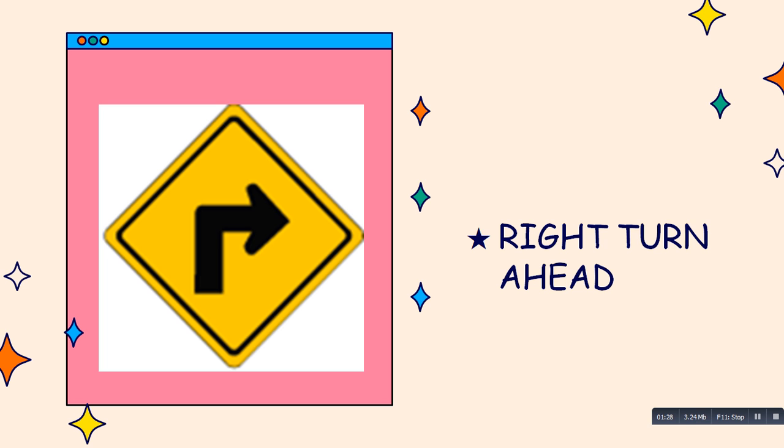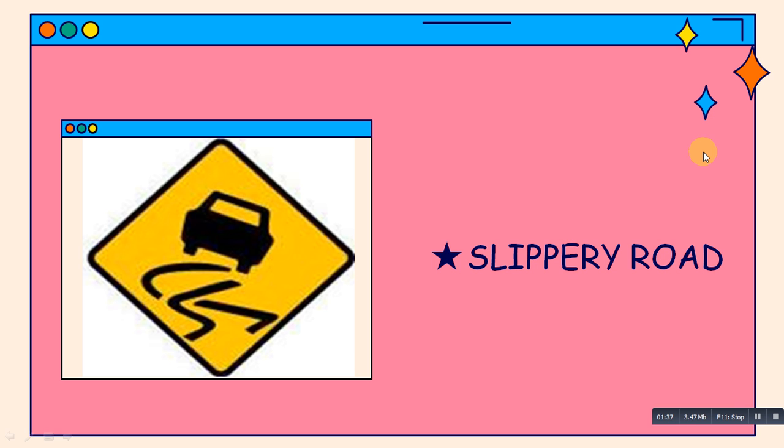Next one, you get a yellow background with an arrow. What does this mean? It says right turn ahead. Next one, you get another yellow background again. You get a car and a road. What does this mean, Pute? Yes, it says that there's a slippery road ahead. A slippery road. Good.